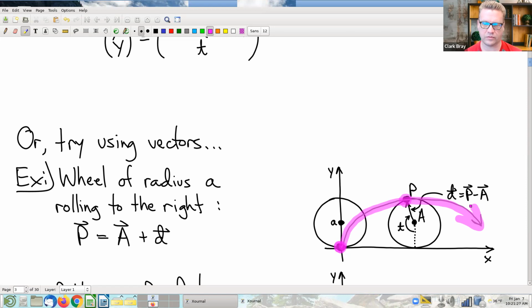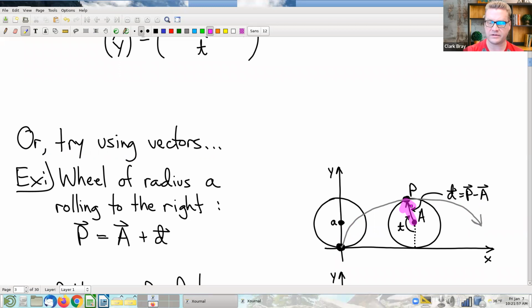Okay, so I cannot write this right off the bat as a graph. It is a graph, but I don't know how to solve for y as a function of x, so that doesn't really help me. The move here is to use vectors. Specifically, let's take advantage of the fact that I can talk about the vector between the axle and the point where the reflector is. And that vector is actually fairly easy to understand.